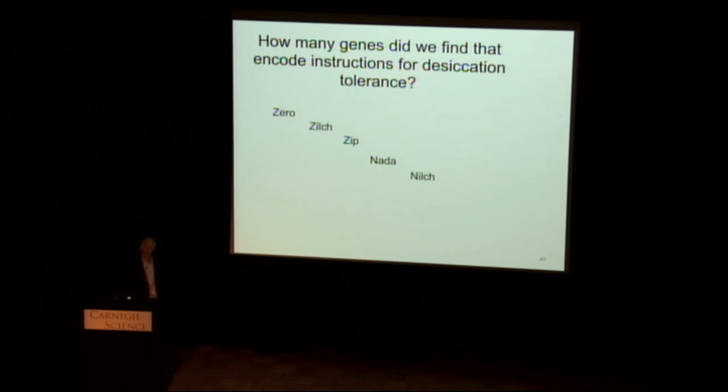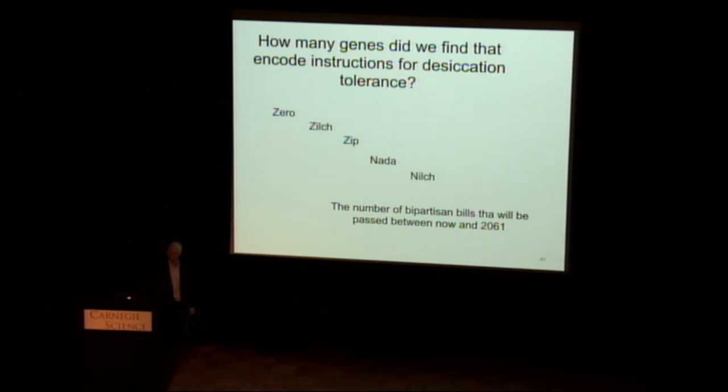And just in case that number doesn't mean something to you, I thought I'd put in some context. The number of bipartisan bills that will be passed between now and 2061. That's actually a typo. I think it was supposed to be 2016, but maybe it's more realistic. I don't know. Okay. So this is where I'm telling you the science is hard. We're a little depressed at this point, right? This is not so good.